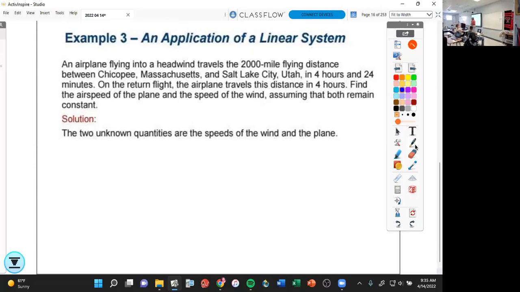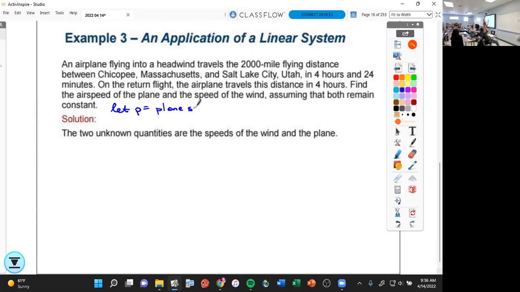I don't know. Anyway, so here's the problem. I'm flying into the wind. I'm flying with the wind. We have two variables, don't we? We have plane speed. We have wind speed. Okay. So let's think about this. Let's define some variables. What do you want to use for variables? Okay. Let P equal plane speed. Let W equal wind speed.